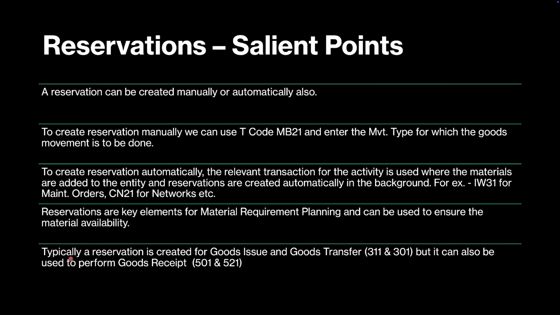Then you can see here, typically reservations are created for goods issue and goods transfer, but you can also use them for goods receipt. And for goods transfer, you only have these two movement types, that is 311 and 301. 311 is for storage location to storage location transfer, and 301 is for plant to plant transfer. So only these movement types you can use for creation of a reservation.